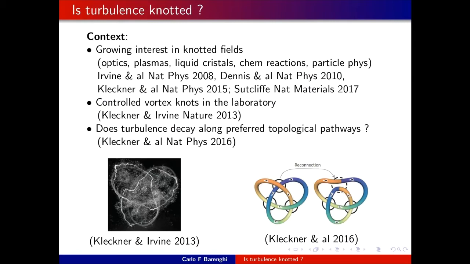Essentially, particularly after the experiment of William Irvine in Chicago, who managed to produce vortex knots in the laboratory for the first time, so in a controlled way. So we know for sure that it's possible to create vortex knots. There have been numerical and theoretical papers on knots, but this was the first evidence. And this kind of study also opened the way to questions of the kind, whether, for example, the turbulence, when it decays, follows routes which are determined by the topology in a way which is simpler to understand than the dynamics.